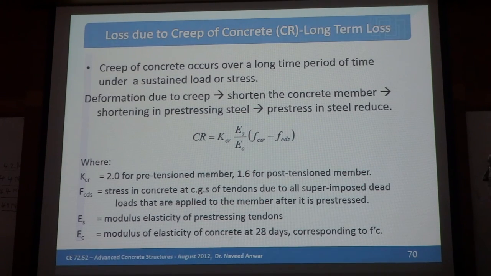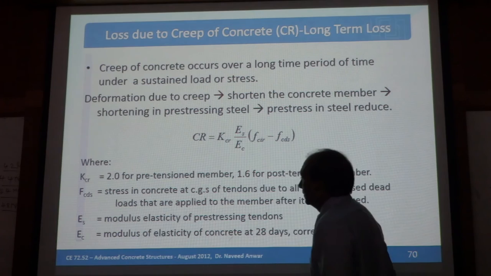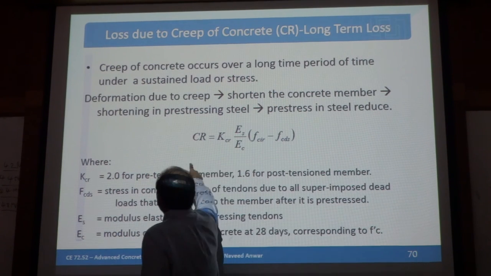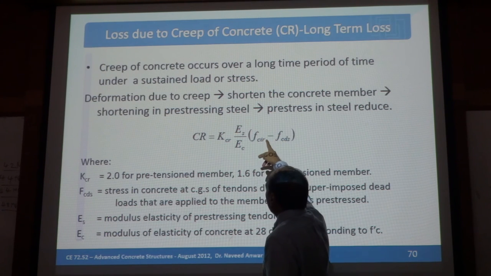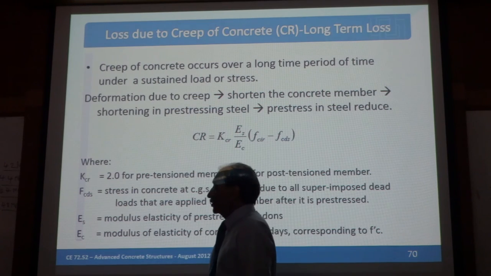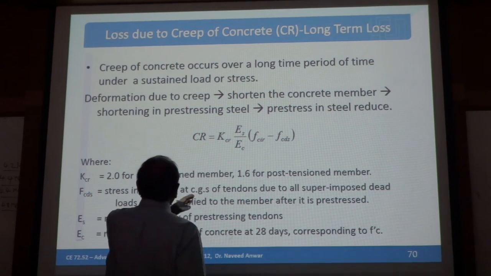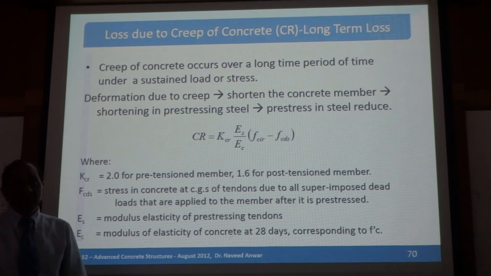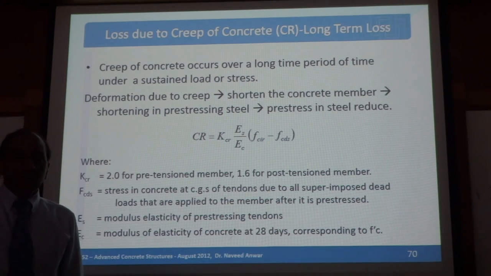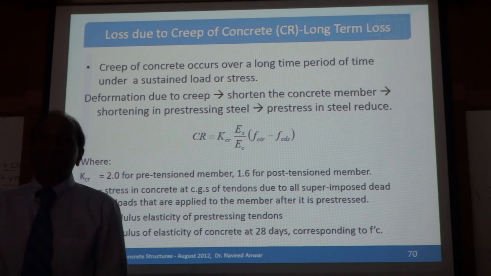Creep. This is the formula for creep loss. It involves the elastic modulus of steel over concrete, various stress parameters, modulus of elasticity, and some factors. KCR is 2 for pre-tension members, and 1.6 for post-tension members, right? So, why is that like that? Any idea?